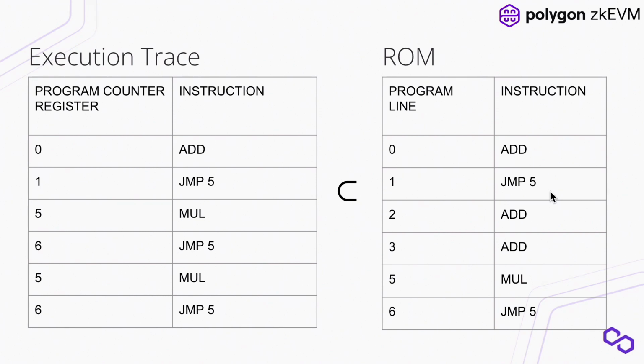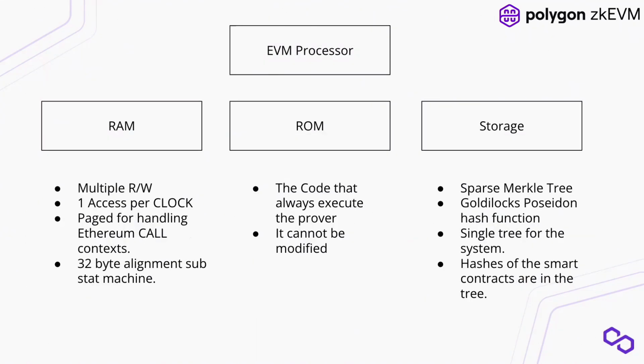Okay, so with this we have a processor, we have a ROM that we want to execute. What else do we have? Of course, this is not enough. We have a RAM. We have also a RAM, so we can put values into the RAM and so on.